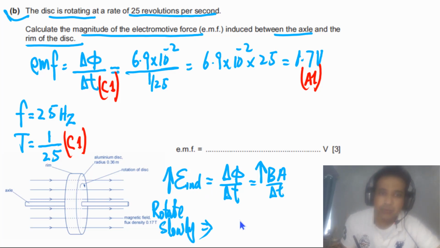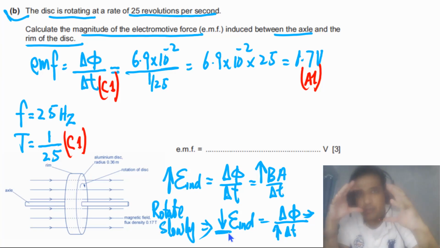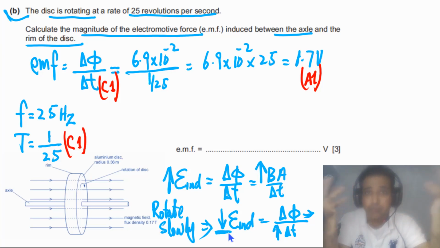First of all, try to answer by yourself. Okay, now let me explain to you. I hope you will say in this case induced EMF will decrease because delta phi, the magnetic flux, is constant. If the disk is rotating slowly, it means that delta T will increase. If delta T increases, it means EMF will decrease. So when you do some question, try to understand from other aspects as well. This will help you to improve your understanding of physics.